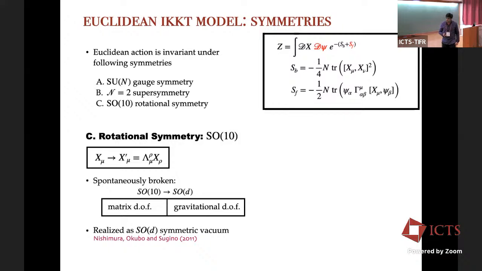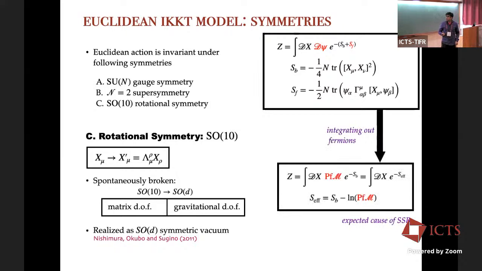This SO(10) rotational symmetry is broken into smaller subgroups, SO(d), and this implies that the gravitational degrees of freedom can be interpreted from the matrix degrees of freedom. This smaller subgroup SO(d) can be realized as the symmetric vacuum of the IKKT matrix model. The cause behind the spontaneous symmetry breaking is associated with the fermionic contributions to the model.